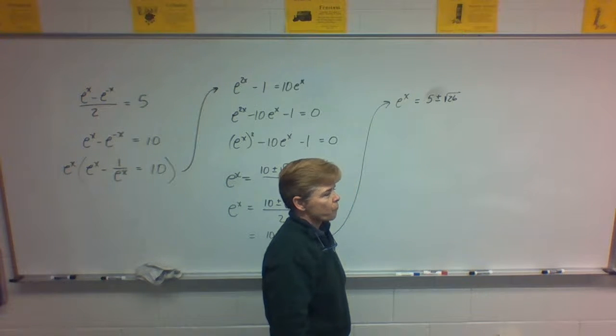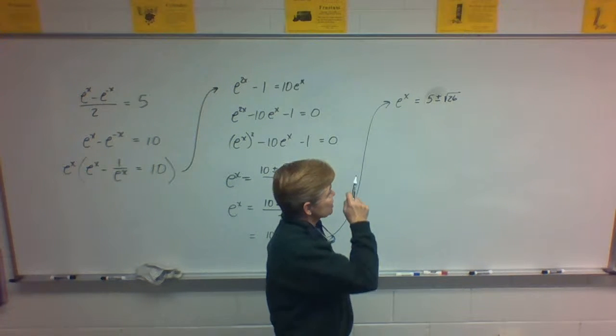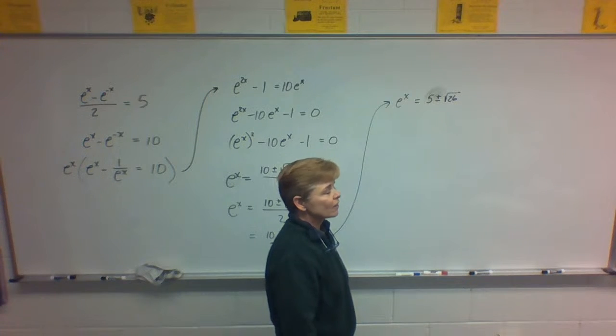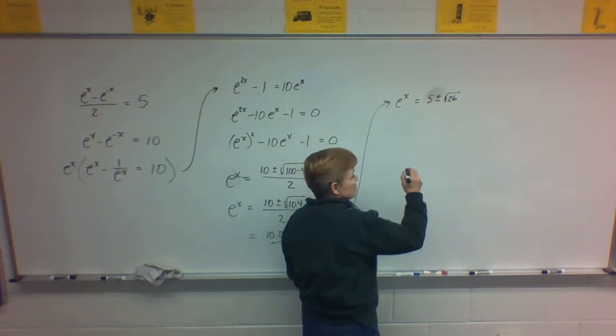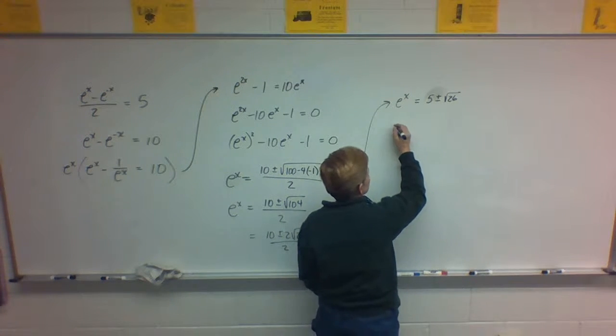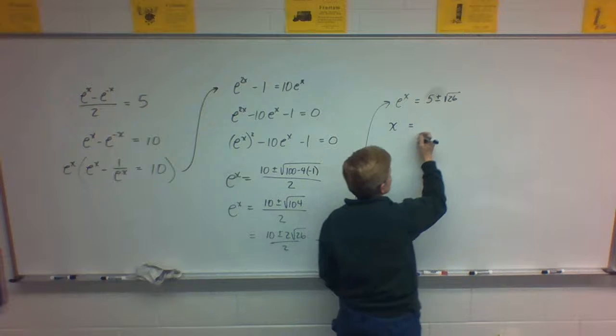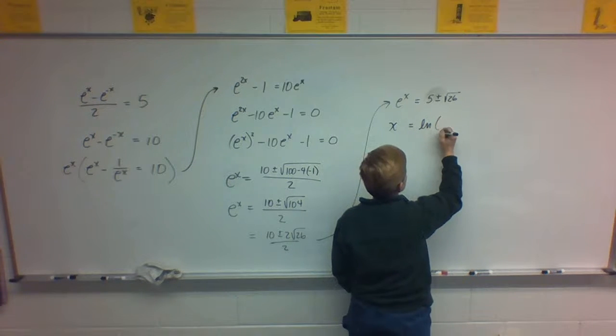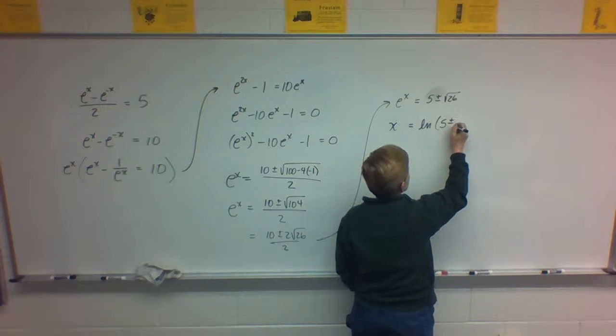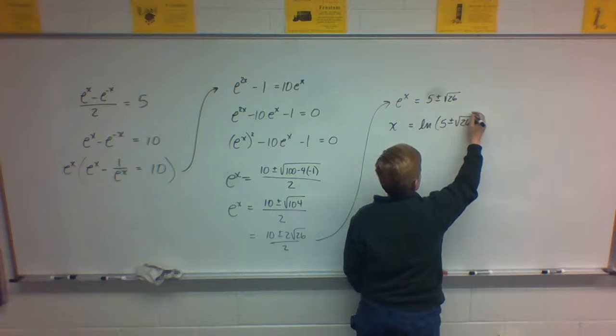Then we have to plug it back into the original. Now we have to change this exponential equation to a log. Use natural log on both sides. It's going to be x times the natural log of e. Can I just do that? Everybody okay with what I'm doing? Equals the natural log of, because we're logging both sides, 5 plus or minus the square root of 26.